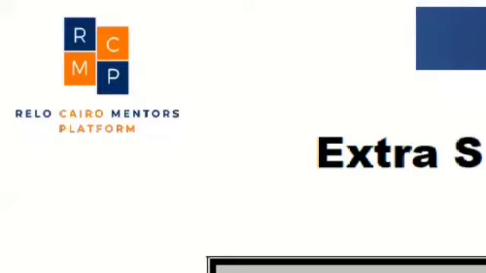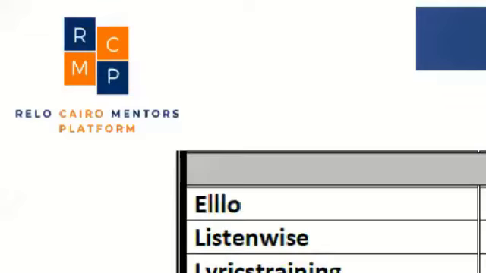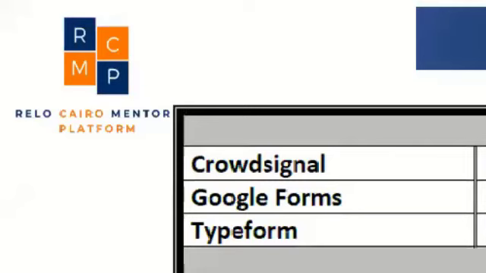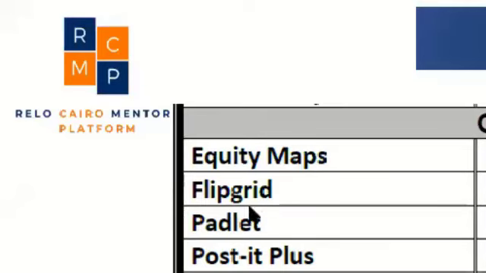These are some extra suggested digital tools for you. I categorize them according to their use. For example, you can find some digital tools for making quizzes, some others for making collaboration discussions like Padlet and Flipgrid. And Flipgrid is a very interesting one, especially for speaking activities. You can make use of it. Also, you can use learning management systems like Blackboard, Edmodo, Google Classroom, Microsoft Teams, and Schoology.